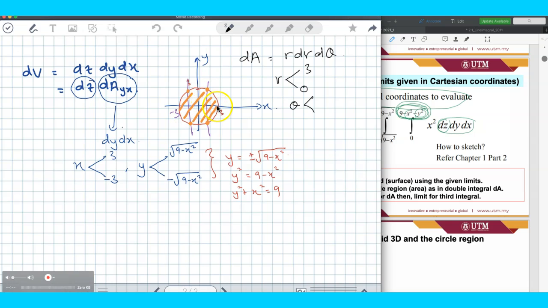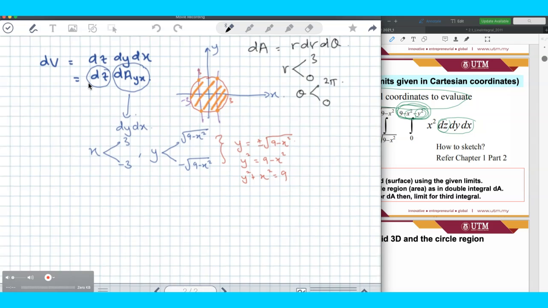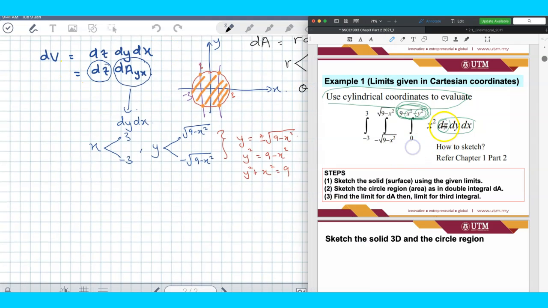And theta is the angle starting at the positive x-axis. Since you have a complete circle, your theta is 0 to 2 pi. So now we already obtained the dr and the d theta. Now we want to look at the dz. So now you have to read the limit of z in here. The limit of z given is 0 to 9 minus x squared minus y squared.